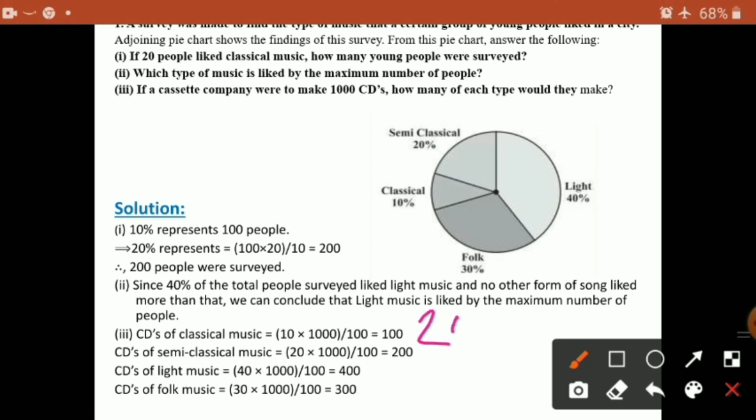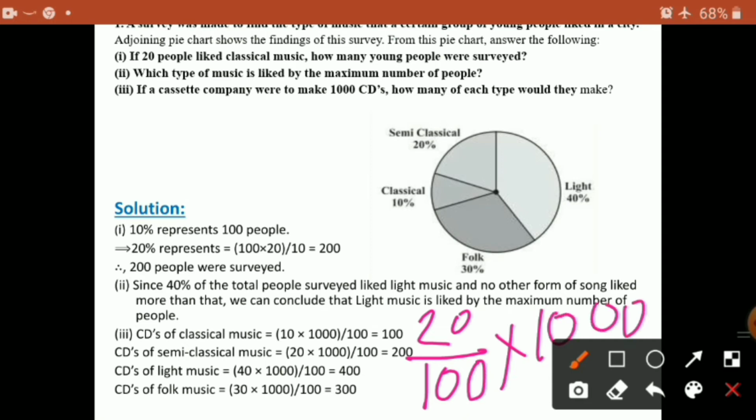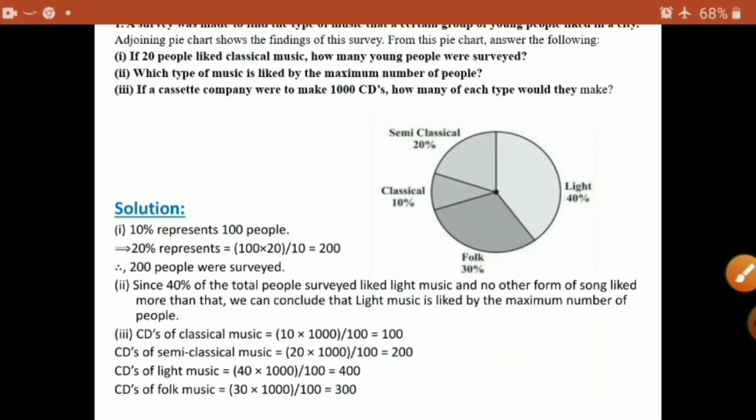So how can we calculate? 20 divided by 100 into 1000. Here 2 zeros are cancelled and 20 into 10 is 200. So our answer is 200. Like this, 40% of people like light music. So CDs of light music is equal to what? 40 divided by 100 into 1000.